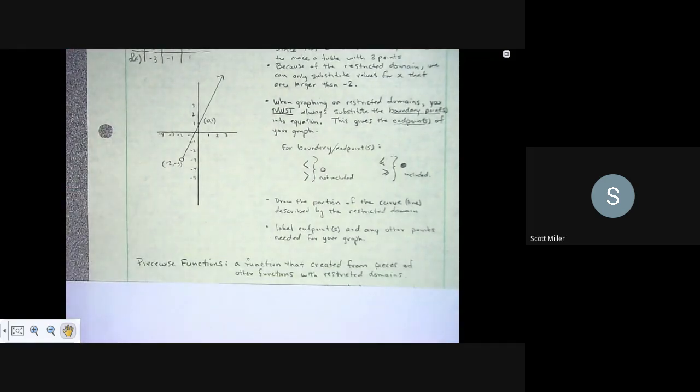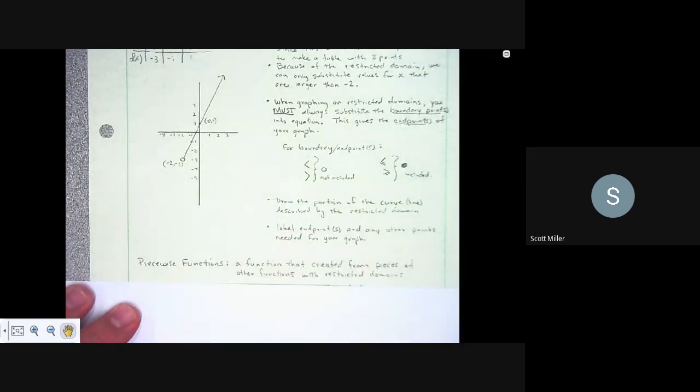A piecewise function is a function that is created from pieces of other functions with restricted domains. So this would be a piece of that graph. And if I have another piece graphed at the same time, then this becomes what's called a piecewise function. Okay? And I'll show you how that works.